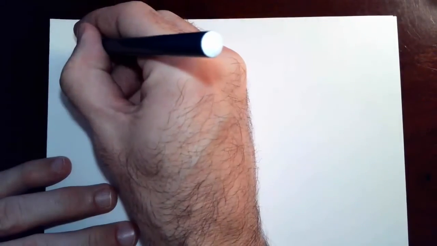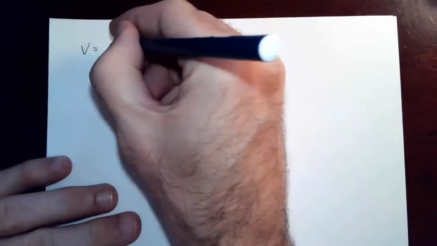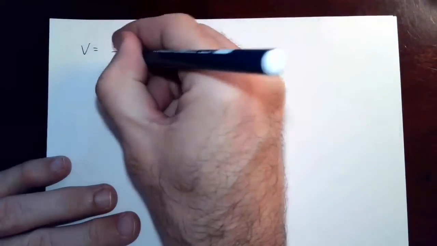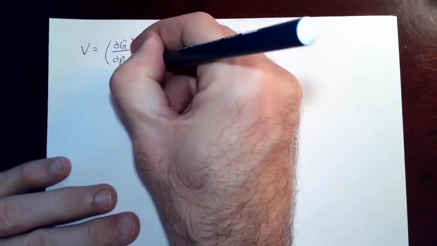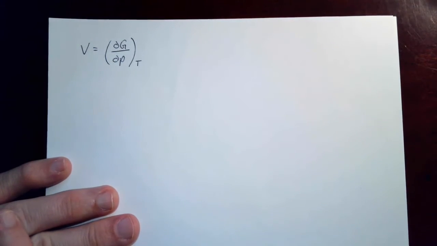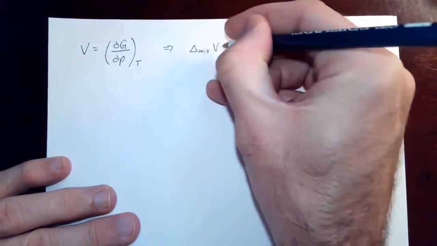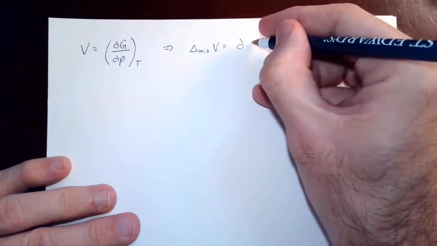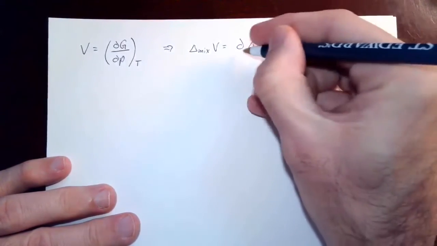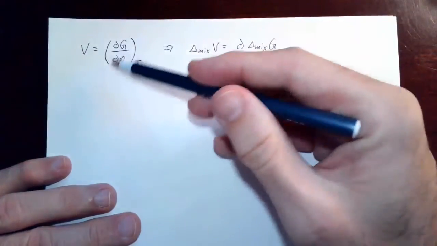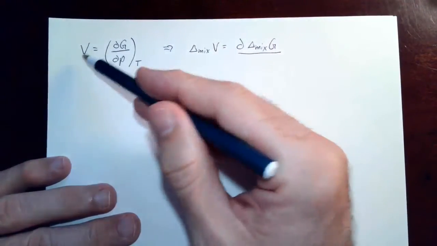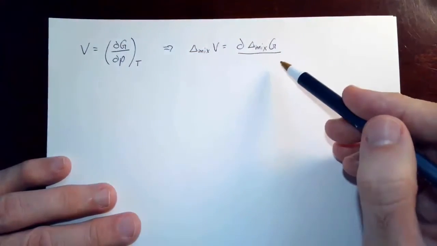Okay, and then we can talk about the delta mix for the molar volume. So remember that volume is related to G as dG/dP at constant T. And so that means that delta mix V is the derivative of delta mix G. Same argument as before. I take an equation for V initial, an equation for V final, and G initial, G final. Subtract the two, I get this equation.